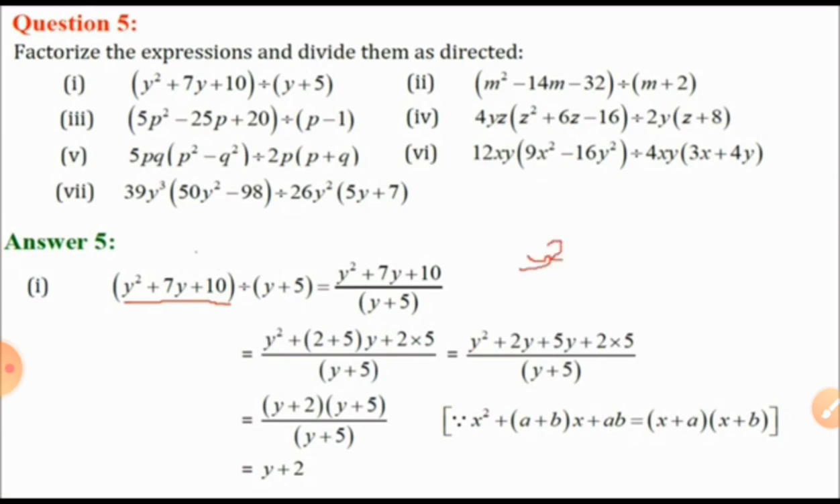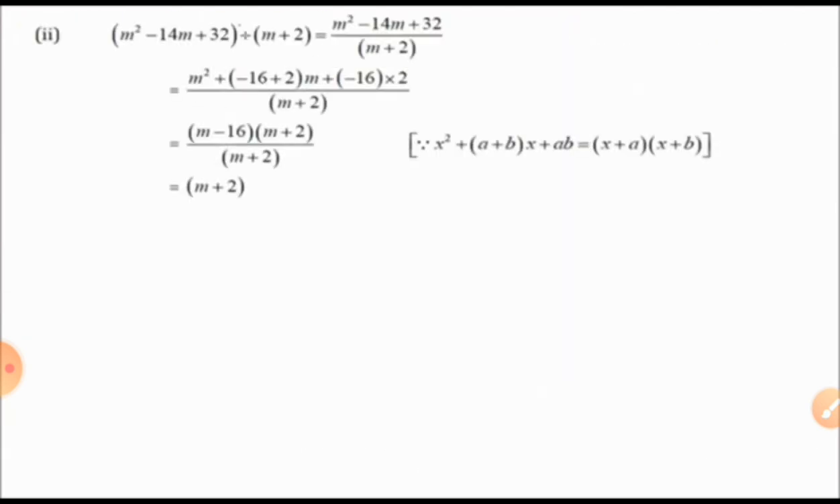So you can check out y square plus 7y plus 10. Once again I remind you, it is the factor of 7, to get it by addition or subtraction. 10's factors are 2 and 5, but 10 ones are 10. Two factors will be there which are multiplied with the number. So 5 plus 2 will give us 7, and 5 and 2 are our factors.